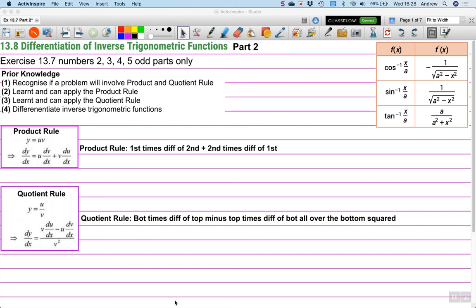and or quotient rule. Number 2, you need to have learnt and can apply the product rule. You need to have learnt and have been able to apply the quotient rule and differentiate inverse trig functions, which we did in part 1. And this is just a summary page of all that.